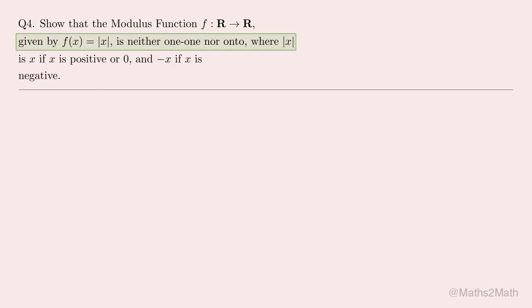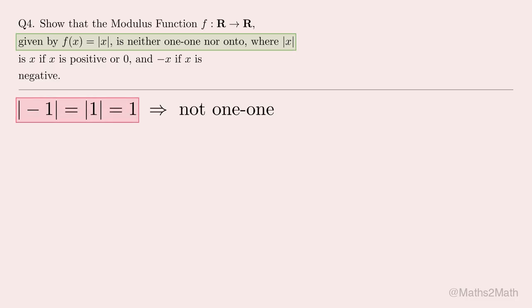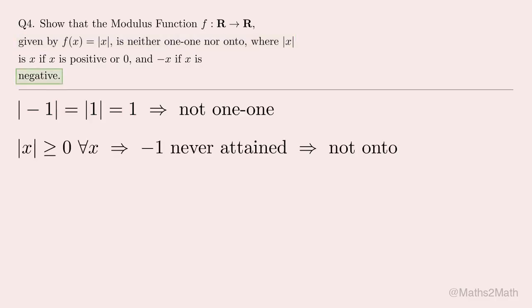Question 4, the modulus function. x maps to its absolute value. Again, we must show it is neither one-one nor onto. Not one-one, -1 and 1 both have modulus 1. Not onto. A modulus is never negative, so a codomain value like -1 is never reached.